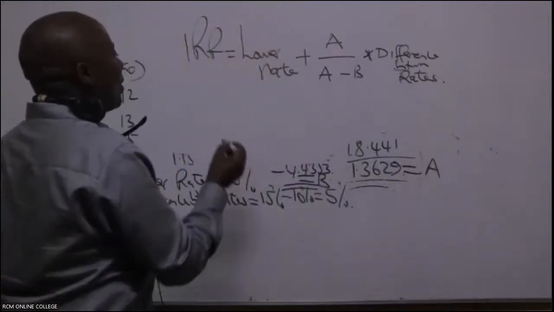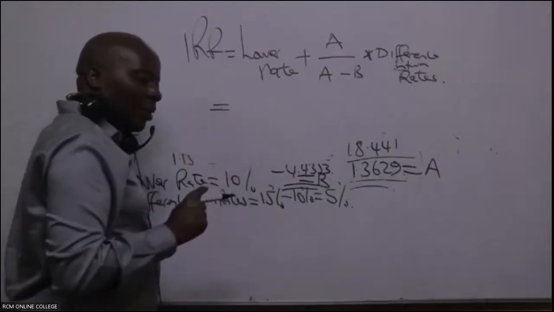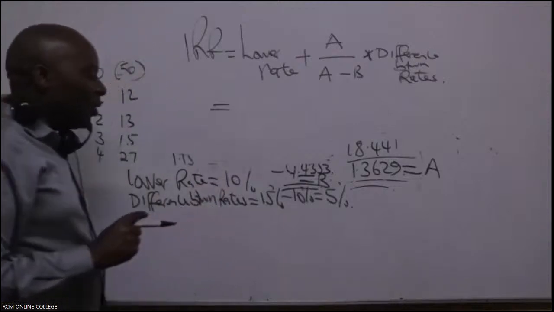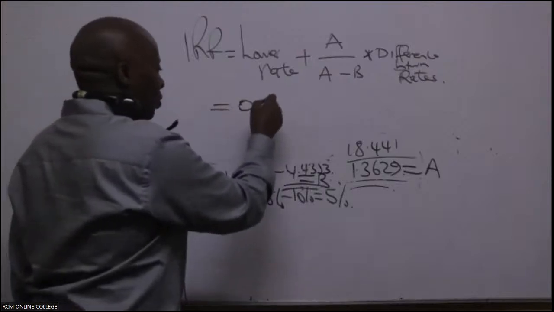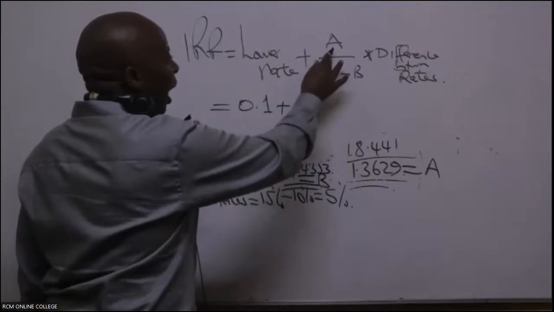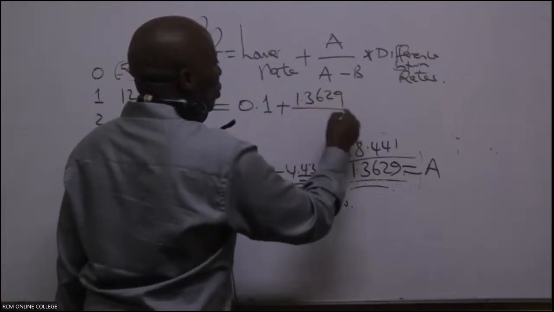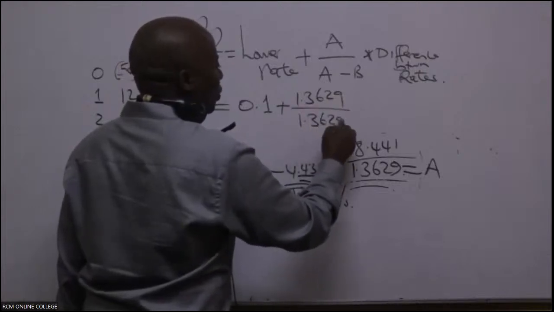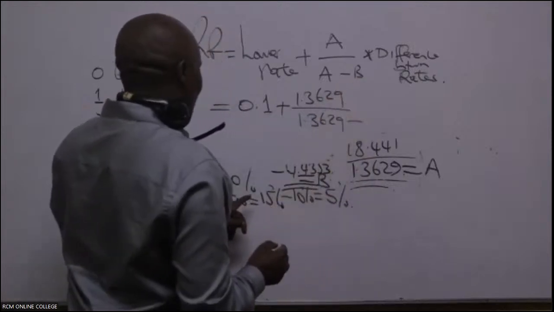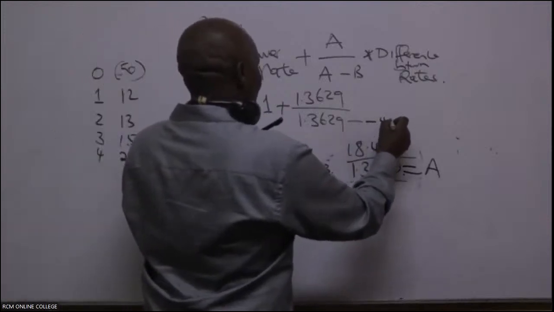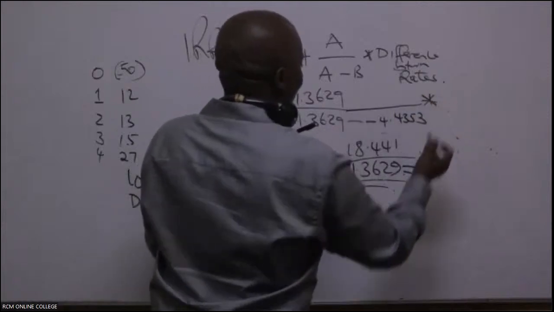Ladies and gentlemen, our IRR will be equal to the lower rate. Could you kindly remind me, what was our lower rate? It's 10%, which is the same as 0.1, plus our R. Our R is 1.3629. And then we have minus in the formula here, and B itself is minus 4.4353, like that, times the difference between rates.